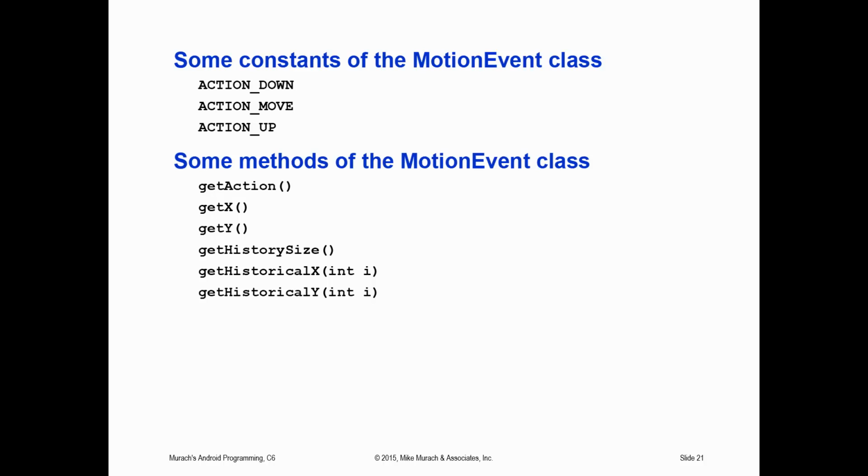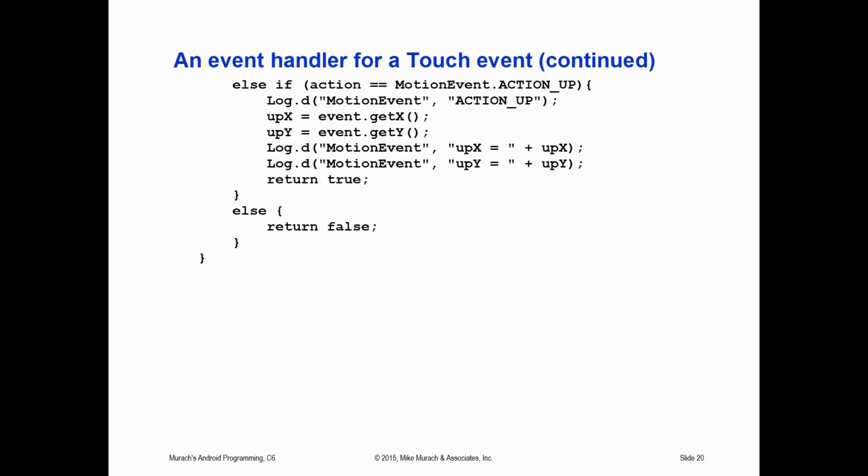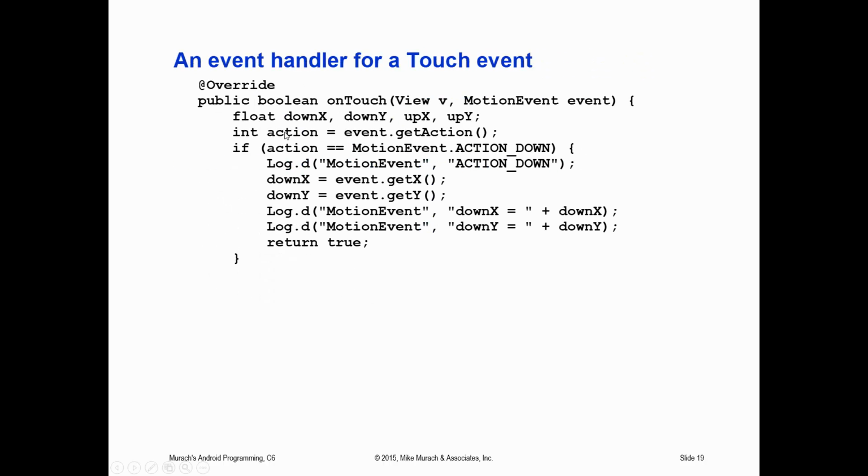So this onTouch method returns, again, a Boolean value that indicates whether or not the method has consumed, or basically used, the event.